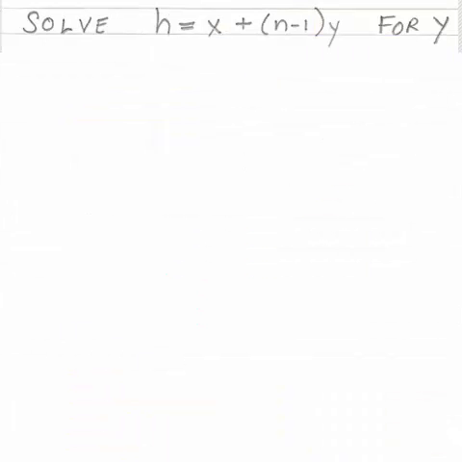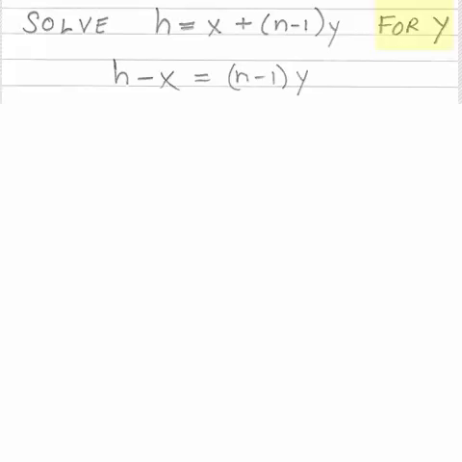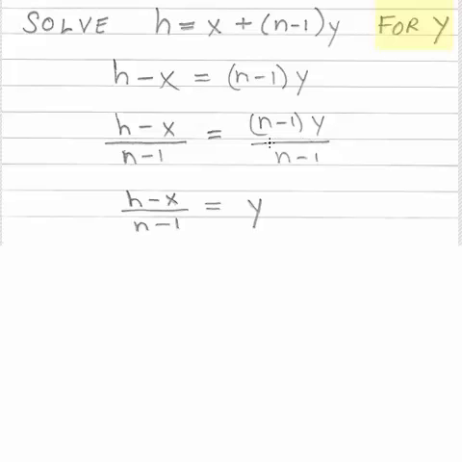In this next example, we solve the equation h equals x plus the quantity n minus 1 times y for the variable y. To get y by itself, we start by subtracting x from both sides. And this leaves us with h minus x equals n minus 1 times y. Now the real easy way to finish this solution is just to simply divide both sides by n minus 1. And when we do this, the n minus 1's cancel on the right side, and we're left with our solution y equals h minus x over n minus 1.